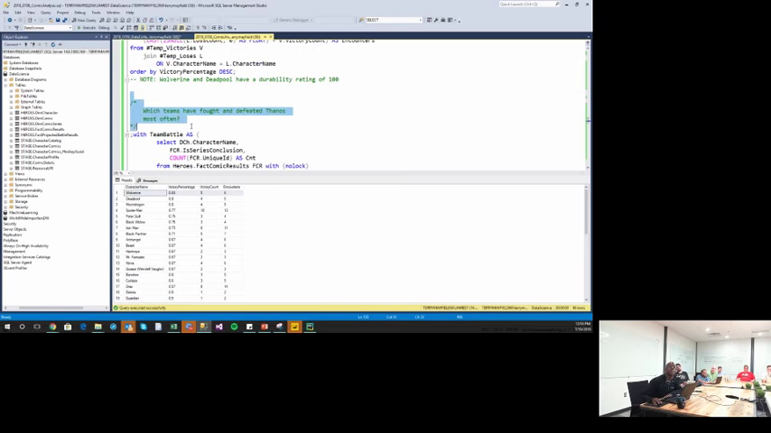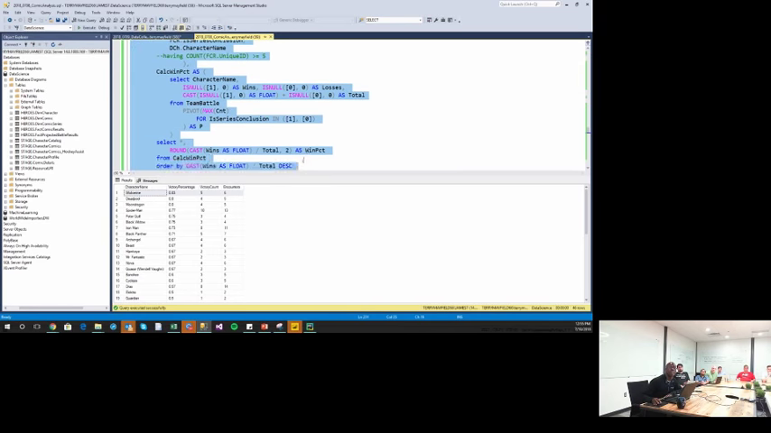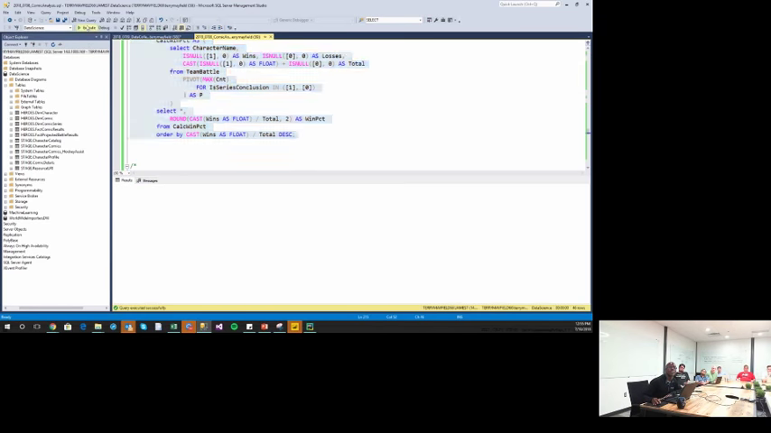All right, which teams have fought Thanos most often? So you see Avengers have fought him 46 times, winning 25, so 54%. It's not bad. You know, don't send the Defenders against him. They're only one out of four. Not great.